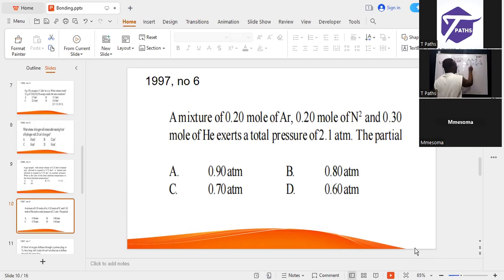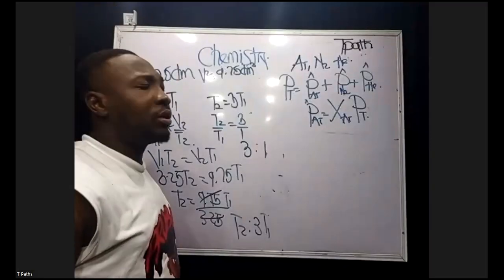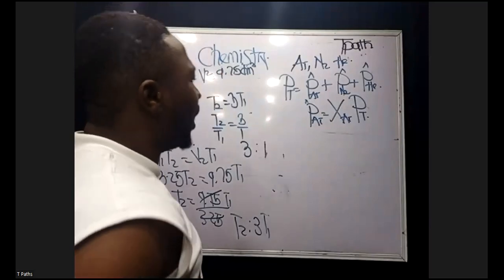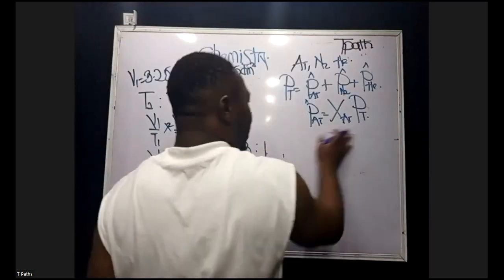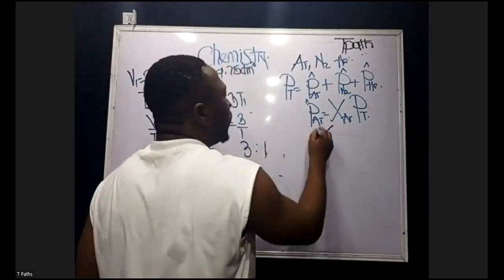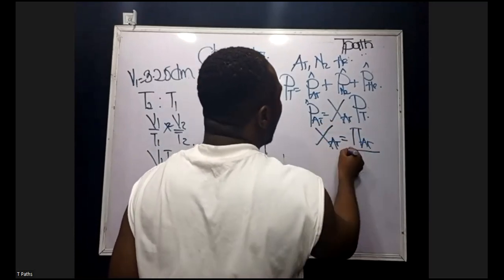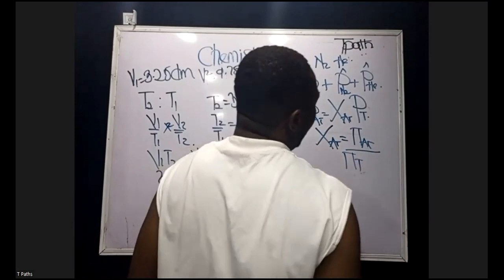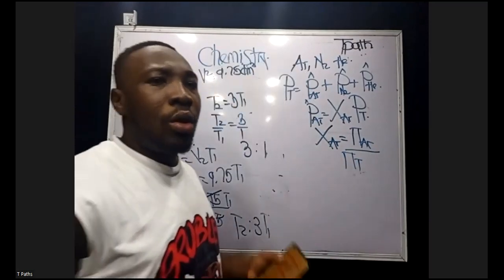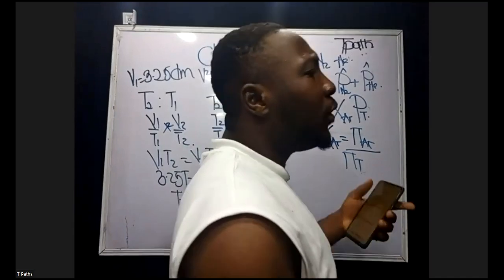The partial pressure of argon is equal to the mole fraction of argon times the total pressure. Please note all these things, very, very important. How can we get the mole fraction of argon? The mole fraction of argon is equal to the number of moles of argon over the total number of moles. The total number of moles is the number of moles of argon plus the number of moles of N2 plus the number of moles of helium.